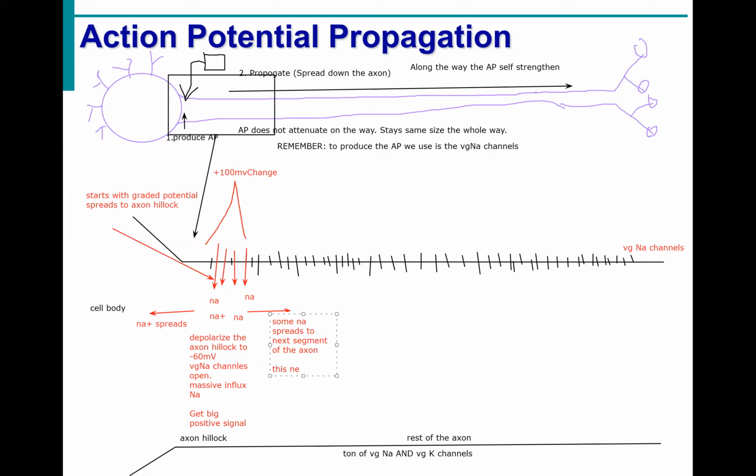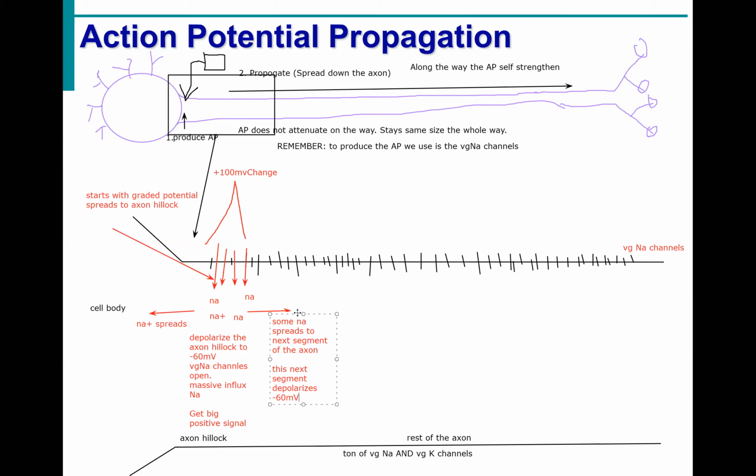this next segment receives a little bit of sodium. And of course, sodium is a positive ion. So when that positive ion spreads to the next segment, this next segment depolarizes. And it doesn't take a lot. A little bit of sodium spreads to it, and this next segment is going to depolarize to negative 60 millivolts.